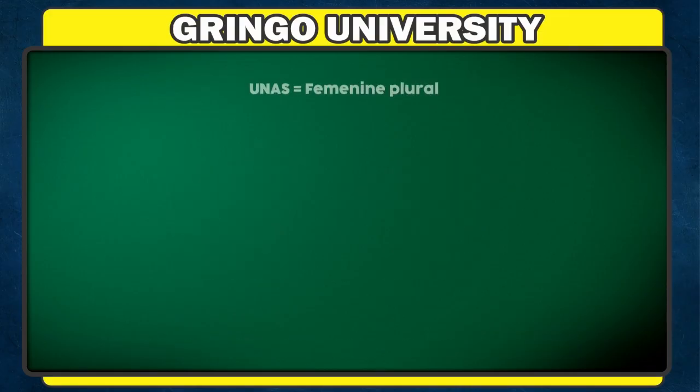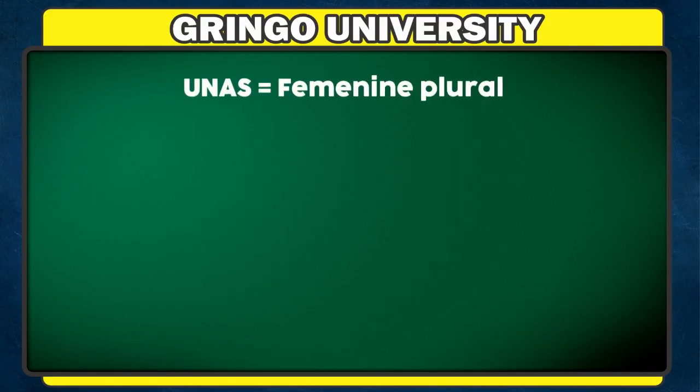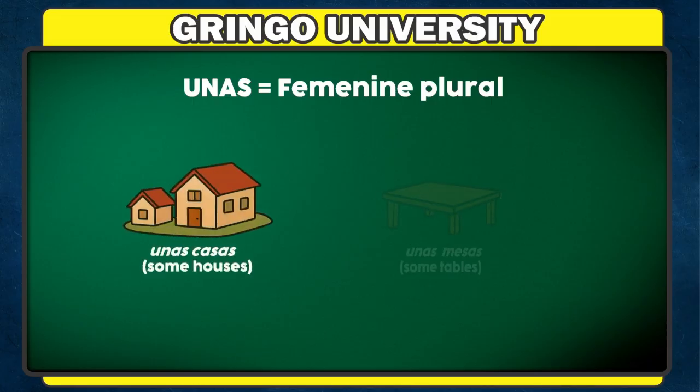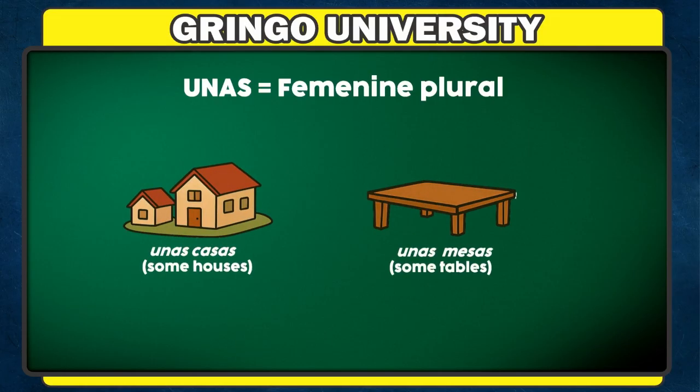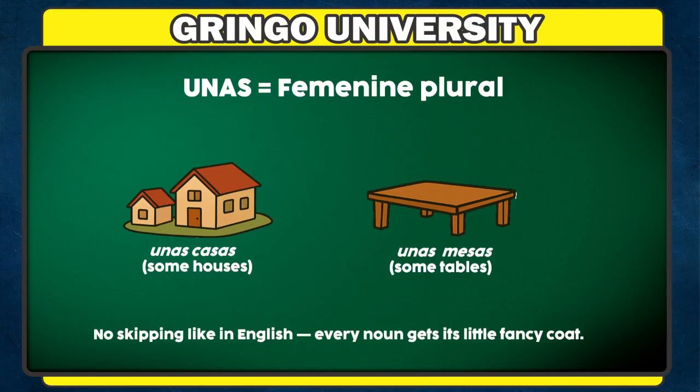Now, feminine plurals. Unas. For example, unas casas, some houses, unas mesas, some tables. So I always have to use that unas? Yes, Spanish makes you polite with words. No skipping like in English. Every noun gets its little fancy coat.